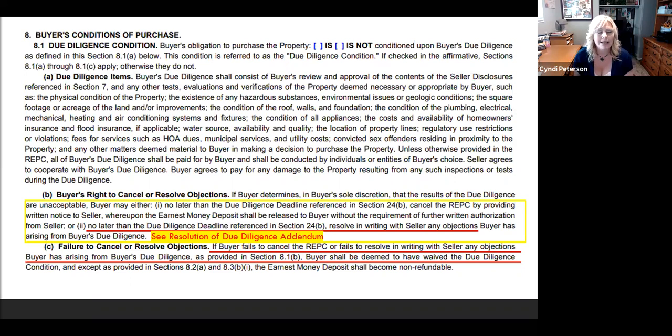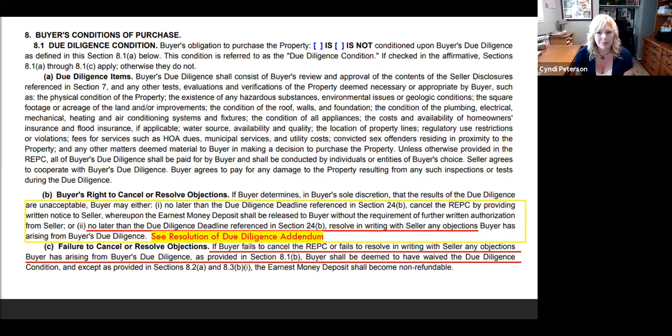So what I want to point out is on the section here, that was A, which was the due diligence. On B, the buyer's right to cancel or resolve objections. This is something that we run into a lot. A lot of times I have agents come to me and say, well, yeah, but we tried to get this resolved and they wouldn't do anything, or we gave them notice that day by the deadline, by 5 o'clock.